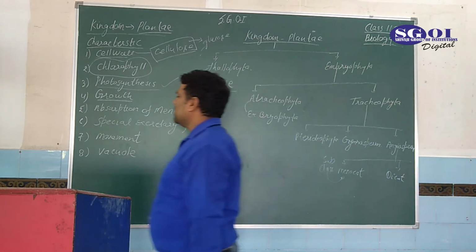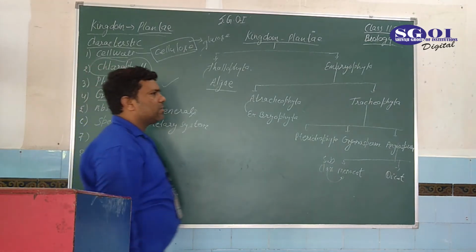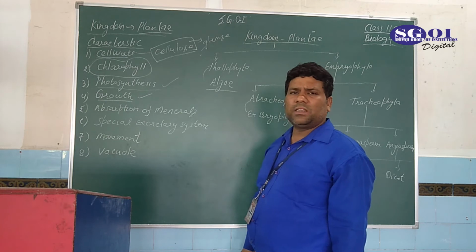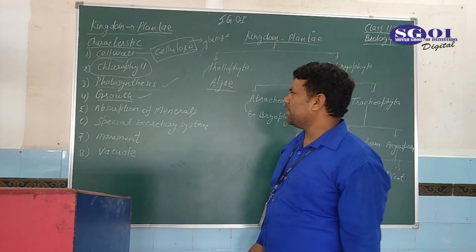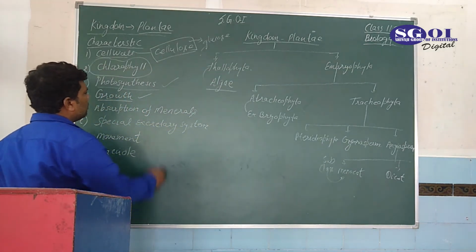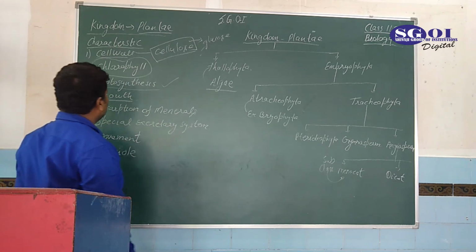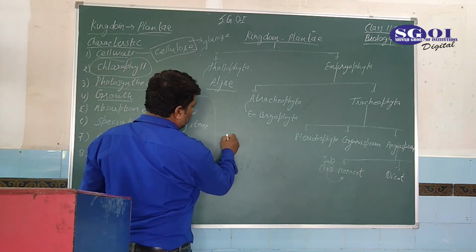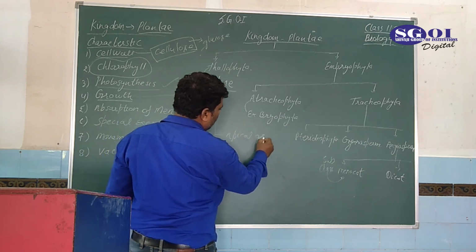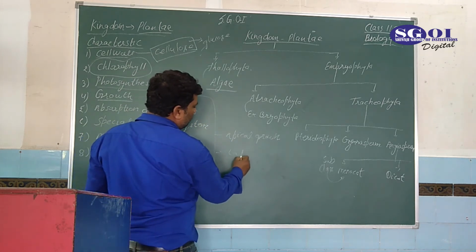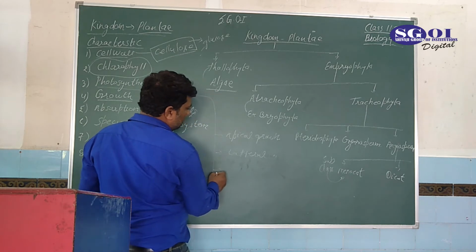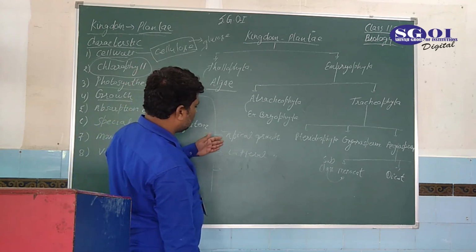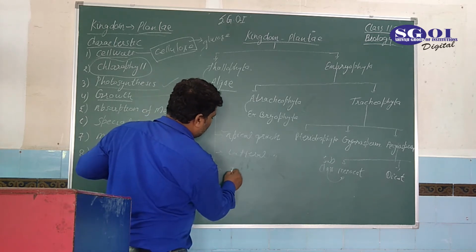Now comes the next characteristic, that is growth. You know that this characteristic is also found in animals, but plants also have this characteristic because a plant is a living system. So growth can also take place in the plant. Now what types of growth take place in plants? There are primary growth and secondary growth in the plant. And the growth can be divided into three types. First is apical growth, second is lateral growth, and third is intercalary growth.